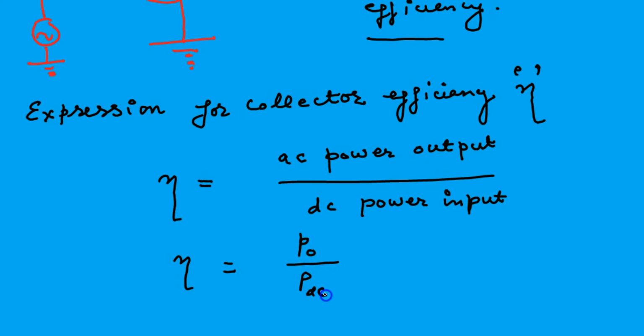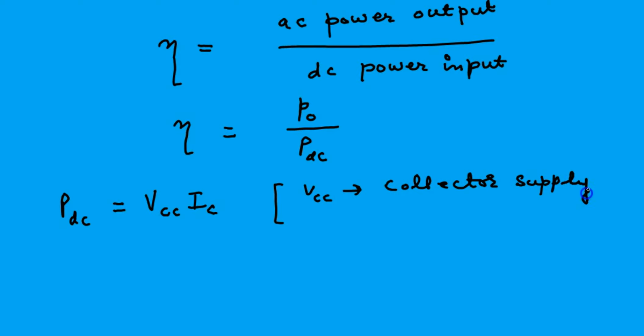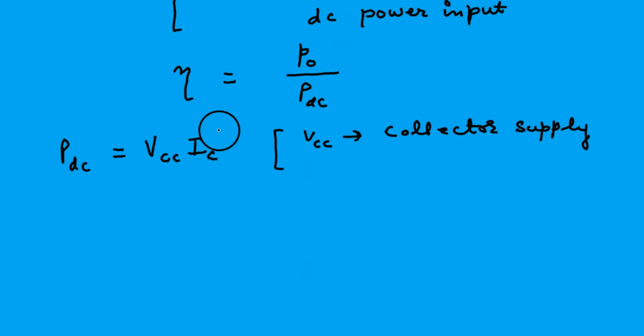So small PO upon PDC, where PO means output power. DC power is what? It is the power supply VCC multiplied by IC. IC is the average value of the output current. VCC is the collector supply voltage. IC is the average value of the collector current. Fine? Okay.